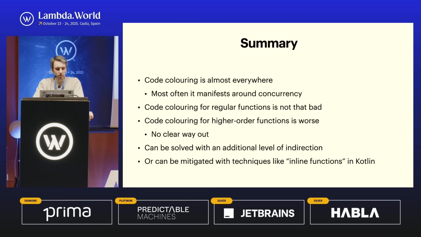This problem can be solved, at least in today's world, with an additional level of indirection, if you want to use a functional style with type classes and effects as values, or it can be mitigated with something like inline functions in Kotlin. And if you're considering a new programming language, then consider this technique and maybe use it in your language as well.